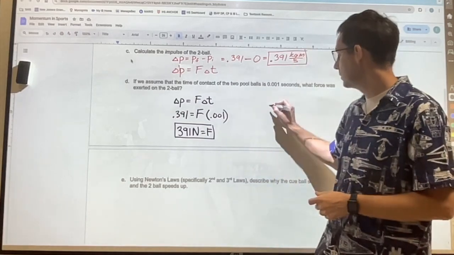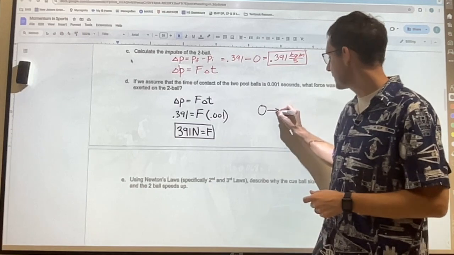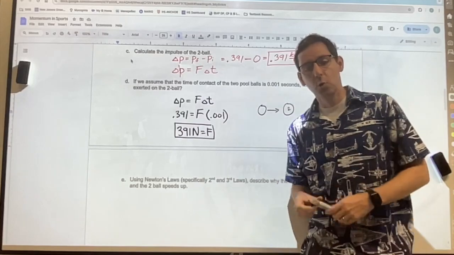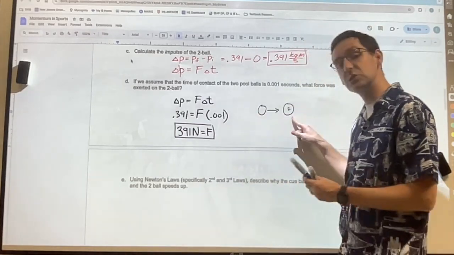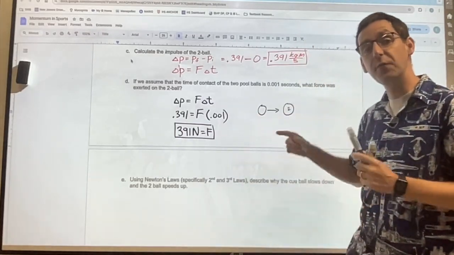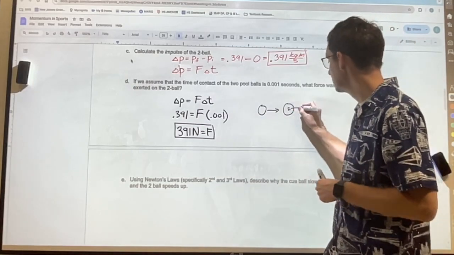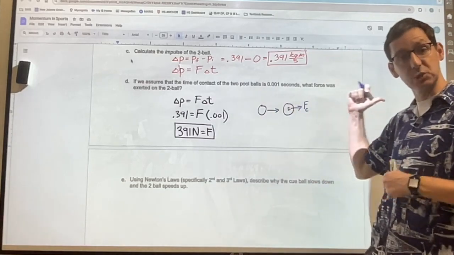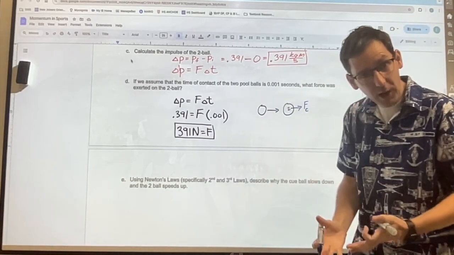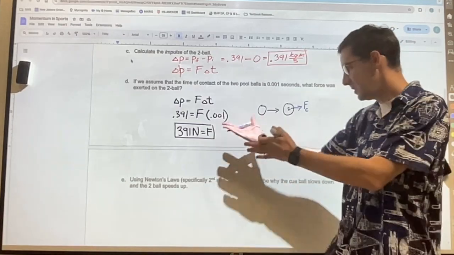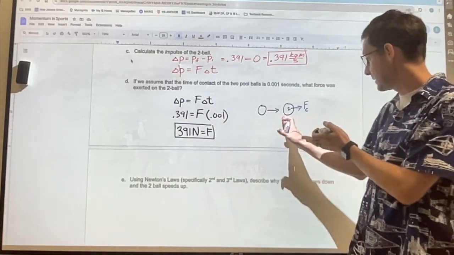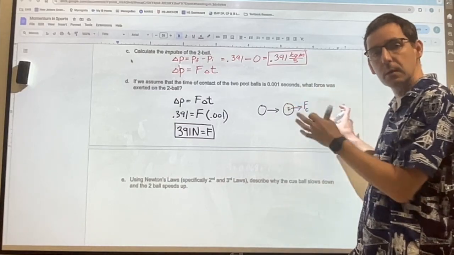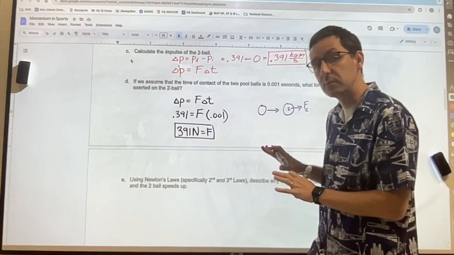We've got the cue ball. The cue ball is coming, and it's going to hit the 2-ball. Now, when the cue ball hits the 2-ball, it's going to exert a force on the 2-ball. So that's the force of the cue ball that's going to push that to the right. Therefore, the 2-ball should speed up, right? It was at rest. It should gain some speed, right? Pretty straightforward.